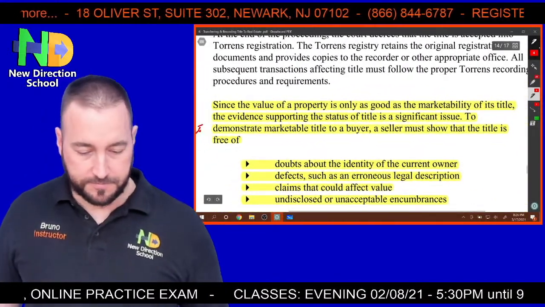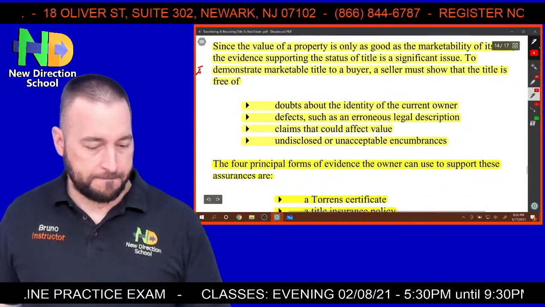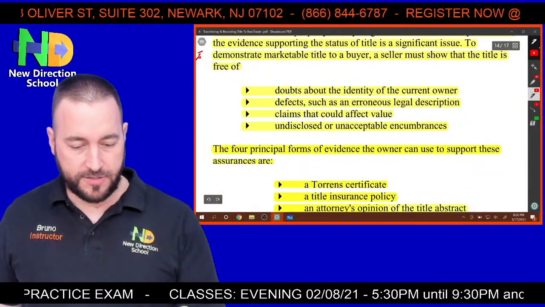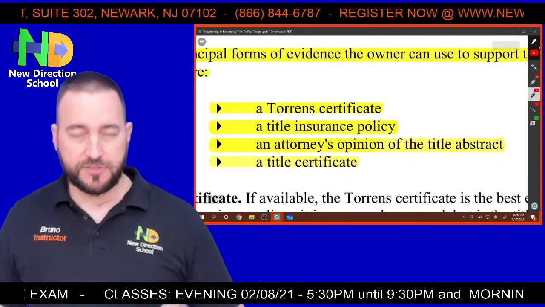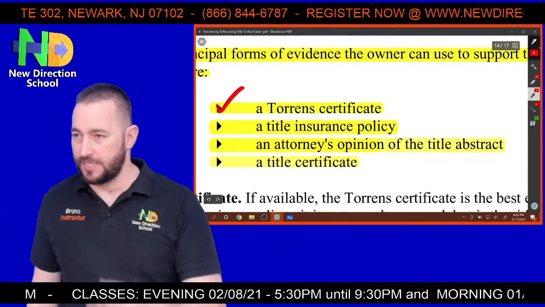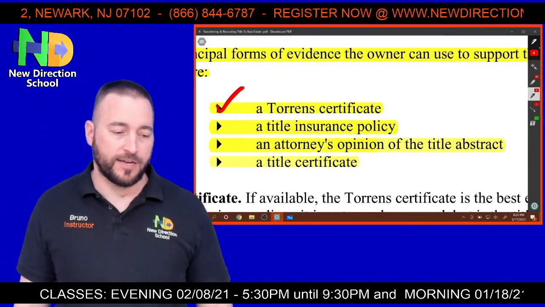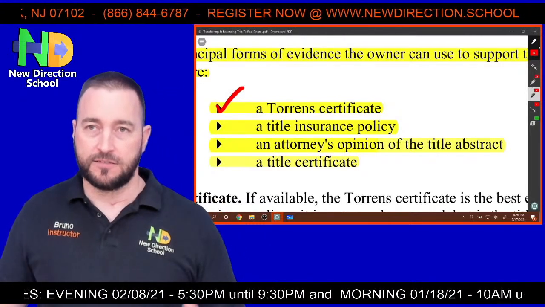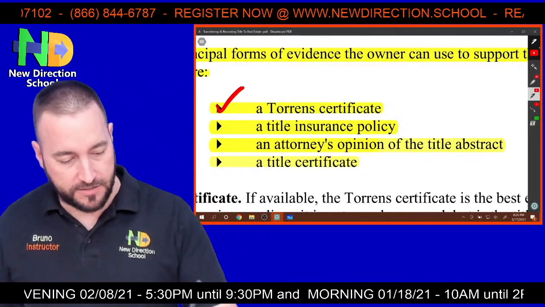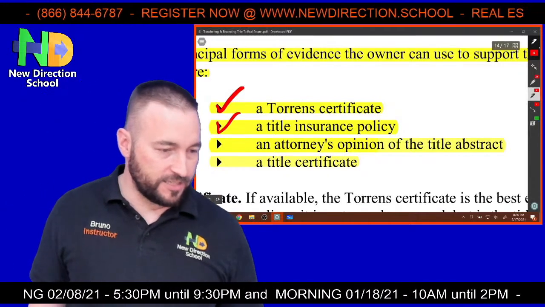Now, these four documents are: the Torrens certificate, which I already told you is like the title itself, right? Because everything is recorded there, the property and the transfer and the title records. The title insurance policy.